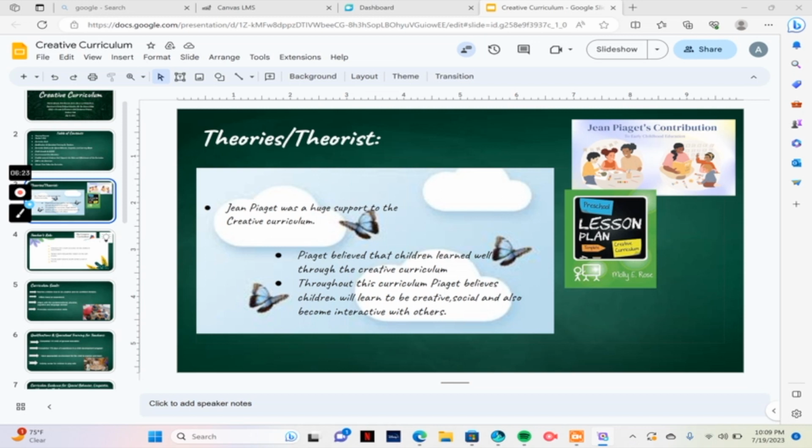Okay, so now let me begin with mentioning John Piaget as a theorist that I know supports the creative curriculum. This curriculum was developed in the year 1988 by a woman named Diane Trister Dodge. John Piaget was a huge support to this curriculum because he believed children learned very well through it. He also believed that every child will learn to be creative, social, and become interactive with others. John Piaget is known to change people's way of thinking about how a child grows. This curriculum also supports social and emotional, physical, cognitive, and language categories, which are the same categories that John Piaget also supported. So now we can move on to the next slide.